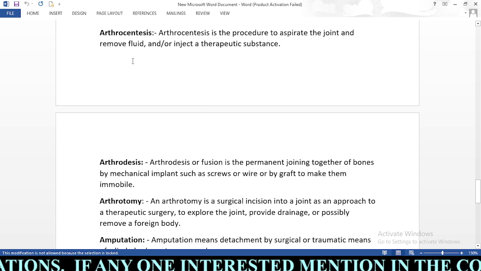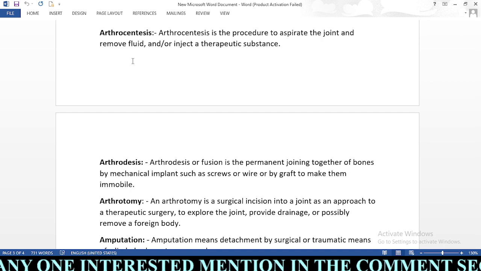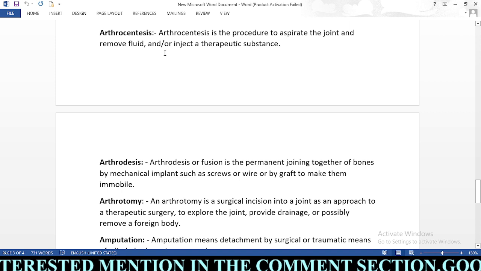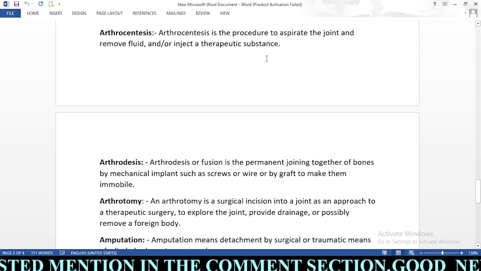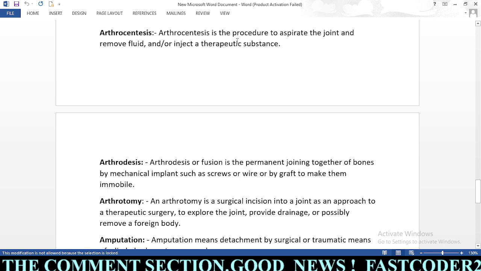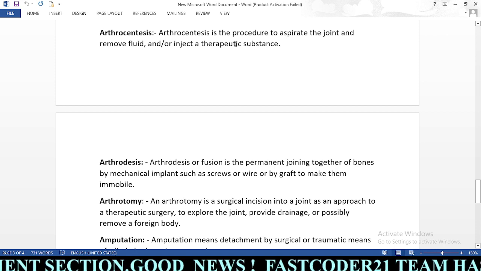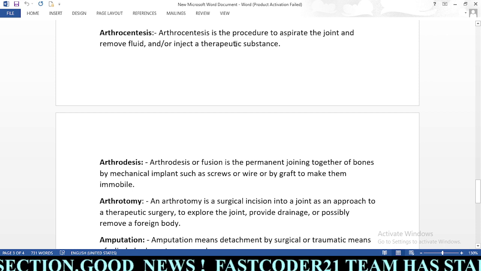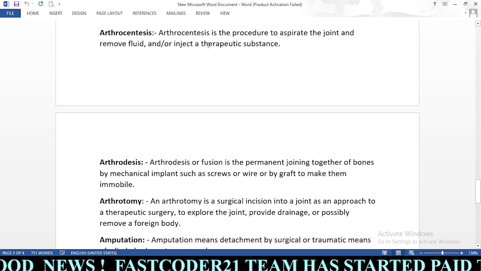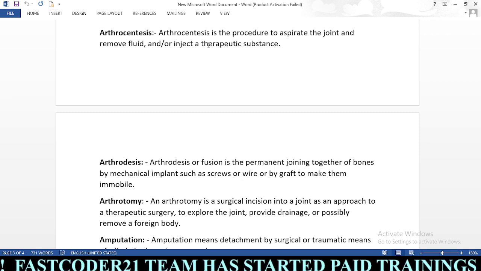So next one is arthrocentesis. Arthro means joint, centesis means aspiration. So arthrocentesis is the procedure to aspirate the joint and remove fluids and/or inject a therapeutic substance. What happens here? Sometimes, in order to identify the patient's diagnosis and to treat the patient, the physician will remove fluids from the joints. And sometimes he may also inject a therapeutic substance into the joint in order to treat pain.